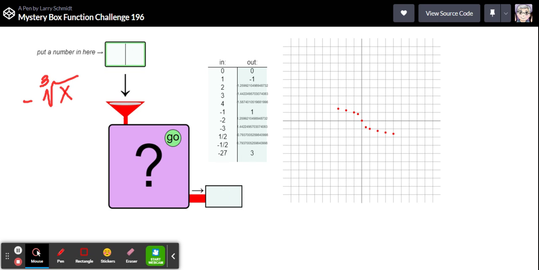And we do get a +3. So I think we've got this. I think this is the negative cube root of x. Let's go ahead and reveal.